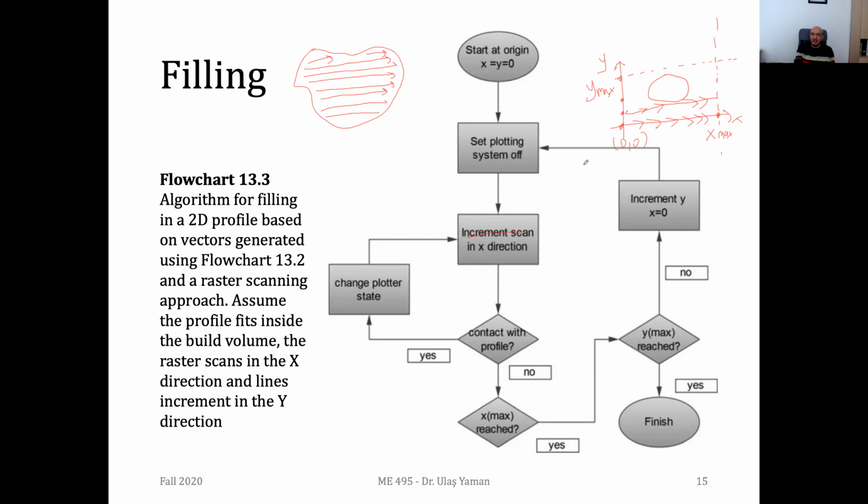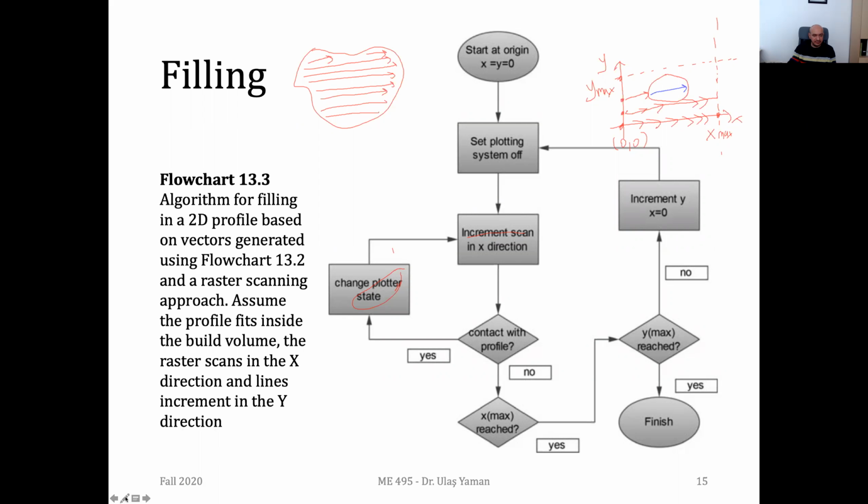This time, when I come here and I touch this profile, did I contact the profile? Yes. So I change the plotter state, which means that I need to turn on my extruder, or turn on my laser and start some fabrication. After I turn on my plotter, let me use a different color for the plotting on case. I continue going in the X direction. So I go in this direction, and then later I contact the profile. Yes. Then I change my state.